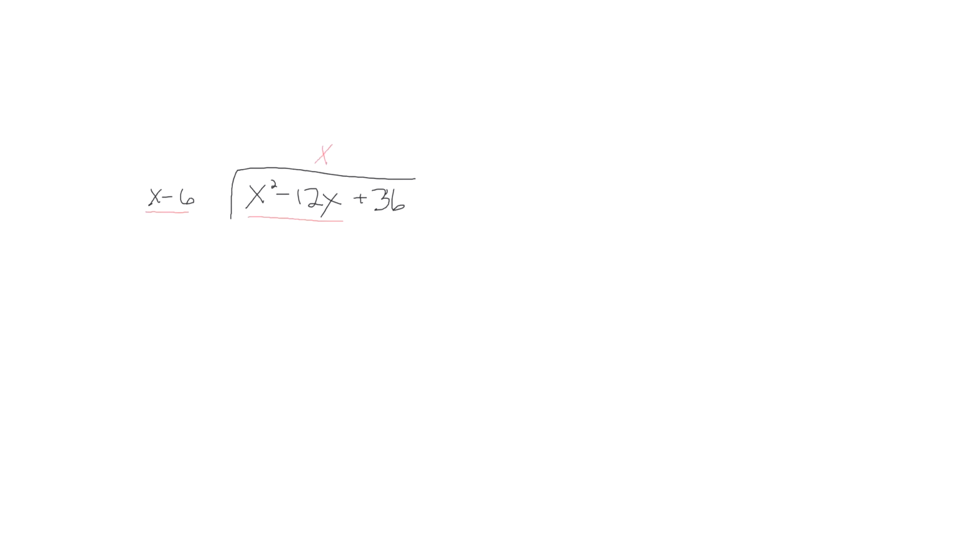And then I'm trying to also get rid of this 12. So 6 times what would give me 12? 2. So I'm going to start there, and if it doesn't work, I can just cancel it and start again. But I'm going to try 2x times minus 6. 2x times minus 6 gives me minus 12x. And then 2x times x gives me 2x squared.